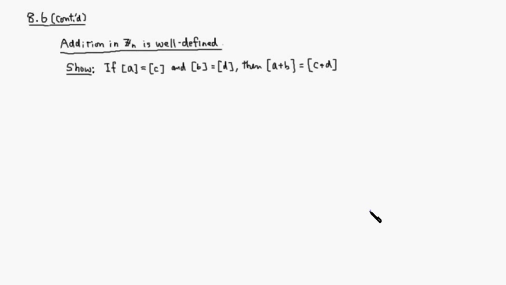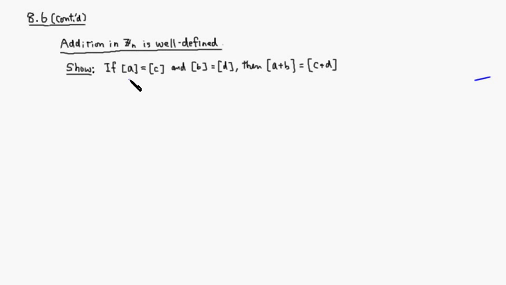Okay, let's look at section 8.6 continued. One thing we need to check is that when we define addition and multiplication on Z mod n, we have to make sure that the definition is well defined. Why is that even a question?